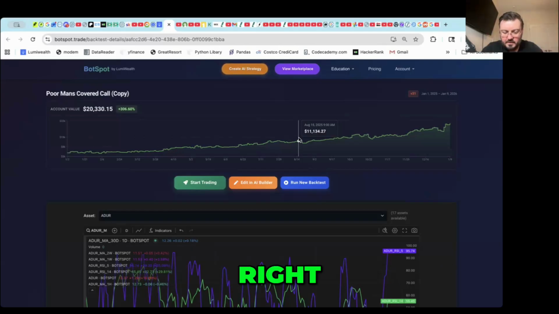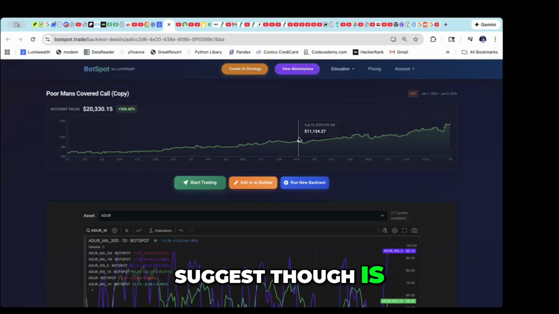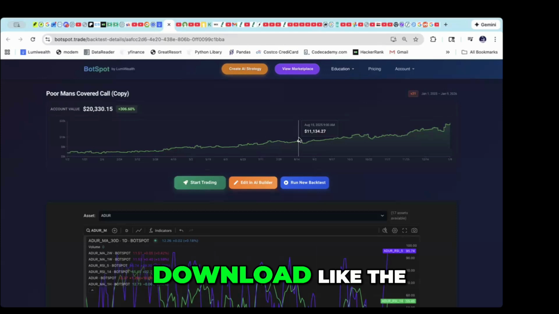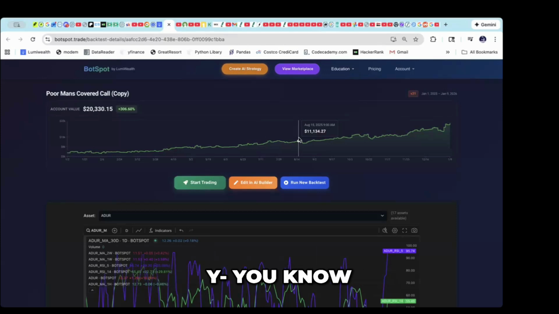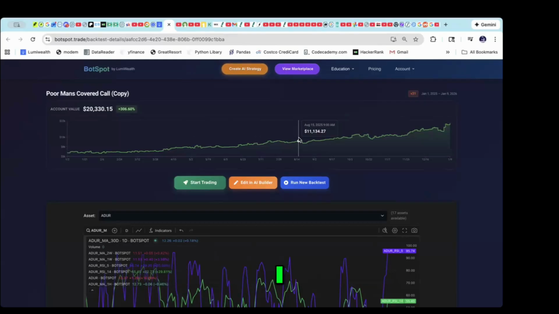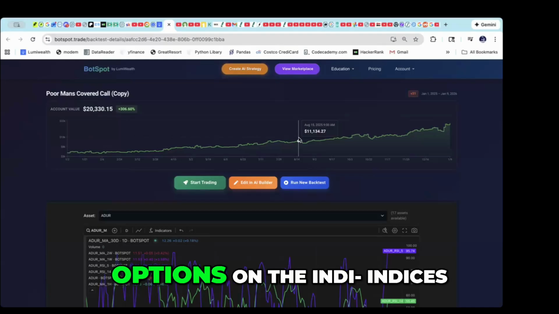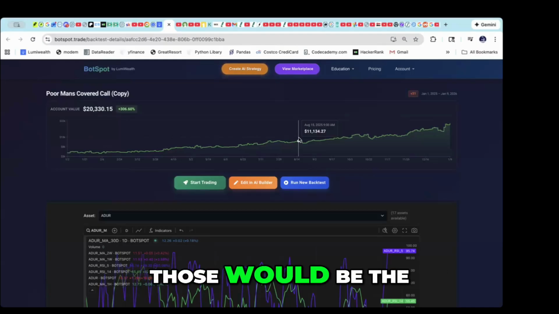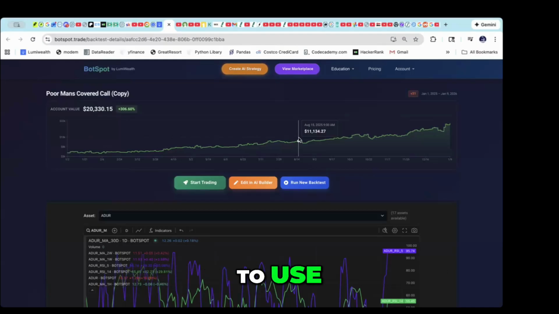Yeah, right. But what I was going to suggest though is, why not just download the SPX, the Russell, and the Nasdaq, and just have it on your system for the options data. My guess is that that's what people use if you're trying to do options on the indices. Those would be the ones to use.